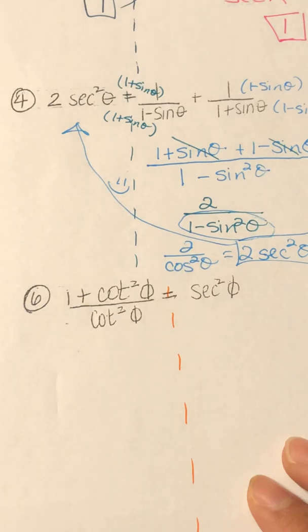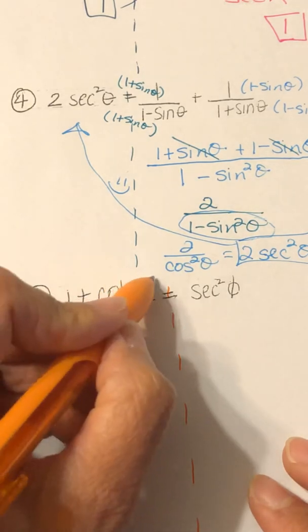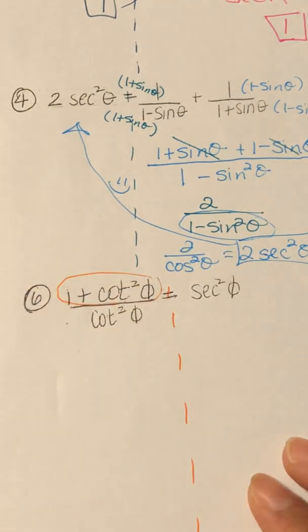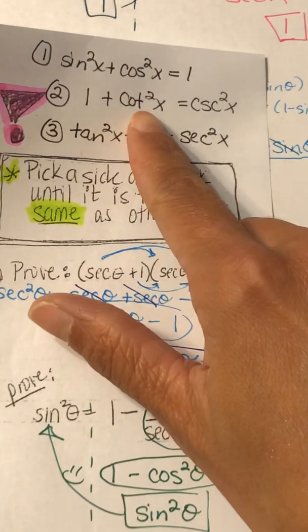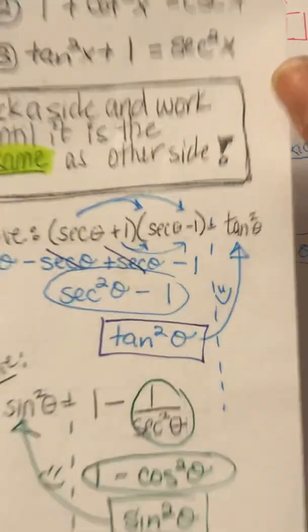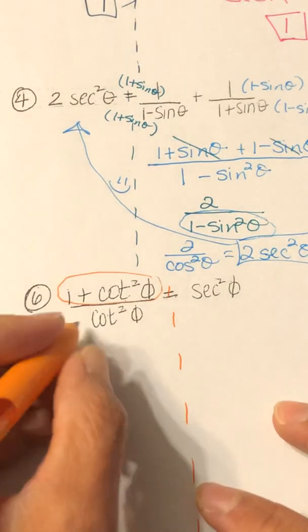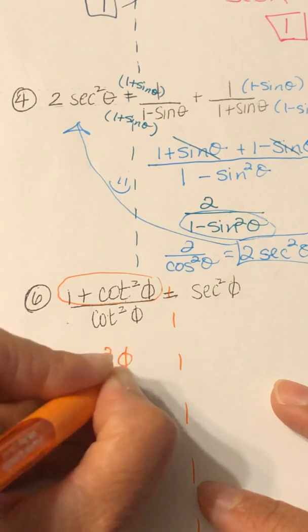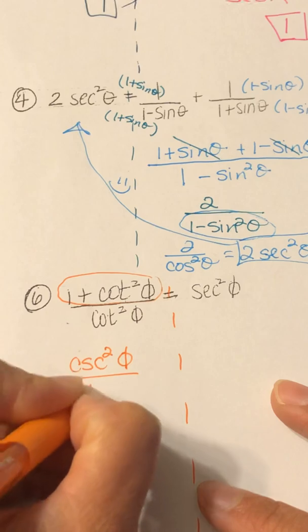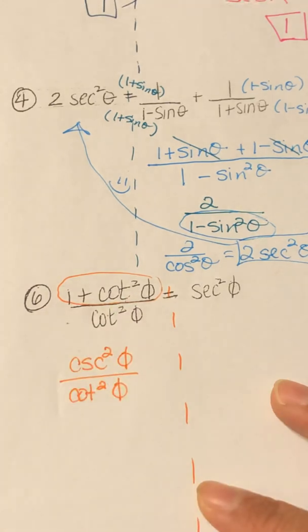Again, I'm going to focus on the left because I noticed this bad boy up here, 1 plus cotangent squared. Should look highly familiar. 1 plus cotangent squared is equal to cosecant squared. So I can replace that with cosecant squared. So I'm going to have cosecant squared phi over cotangent squared phi.